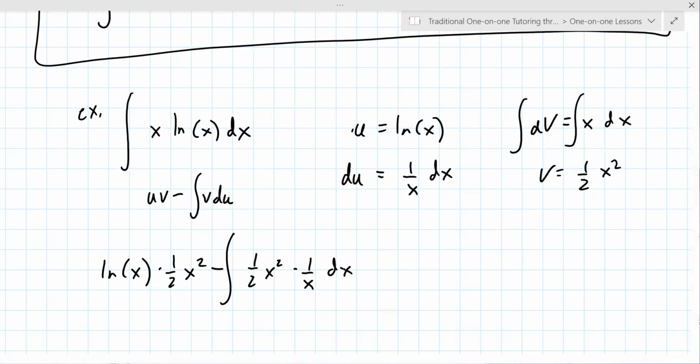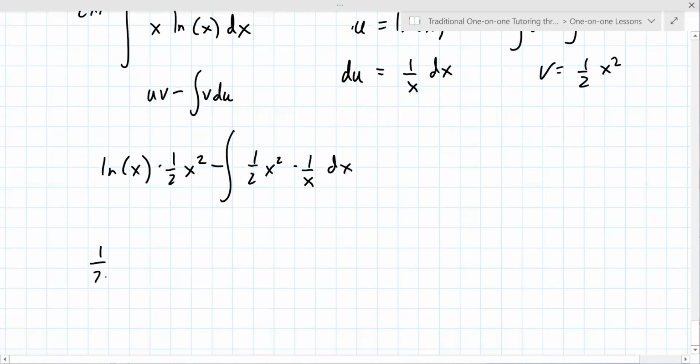Are you able to follow all the substitutions I'm making? Yep. Great. So this is 1/2 x squared natural log of x. Don't have to do that. I will rewrite the integral though, because the x's cancel. This is just a rewrite step. That x cancels that x.